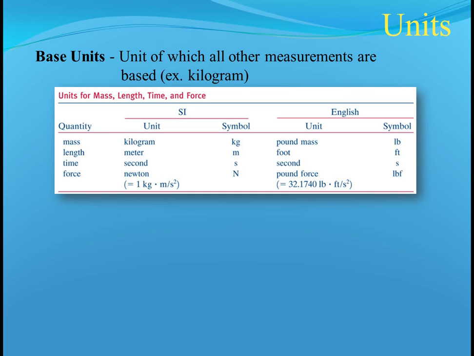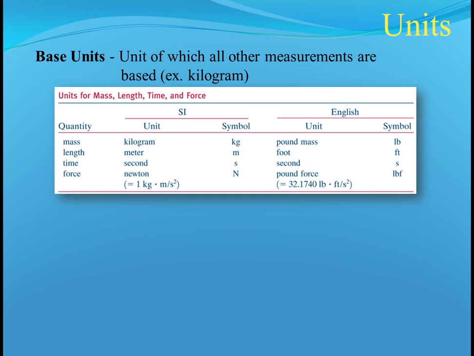And then for force, we will have a Newton for SI units, which is a kilogram times meter per second squared, right? So it's a unit of mass times acceleration. So if you remember the equation, F equals ma, right? Force is equal to mass times acceleration.